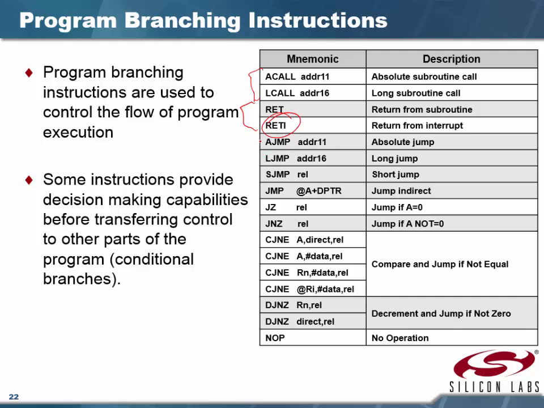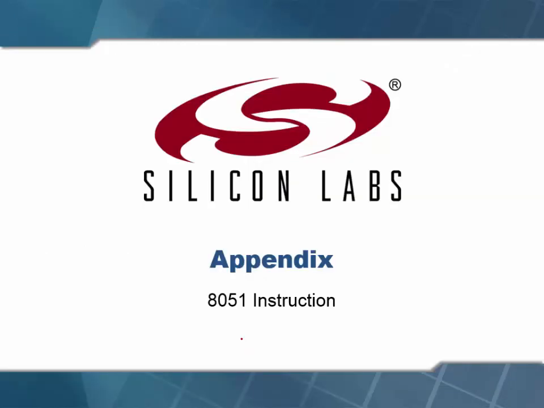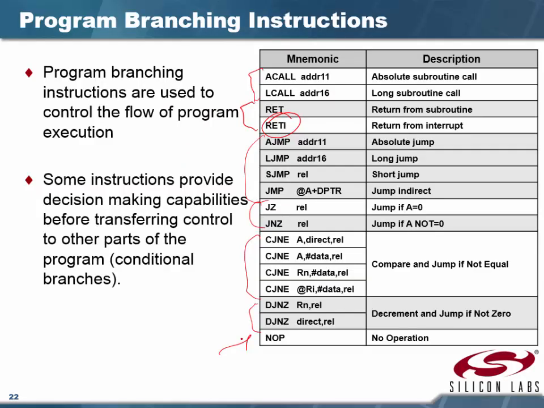We got our jumps. And we've got short jump, indirect jump. Then we got our jump if A is 0 or not 0. We got our compare and jump if not equal. And decrement and jump if not 0. And then we have the no-op. And that's basically it for the instruction set. The instruction set doesn't take that long, but look at all the various addressing modes there.